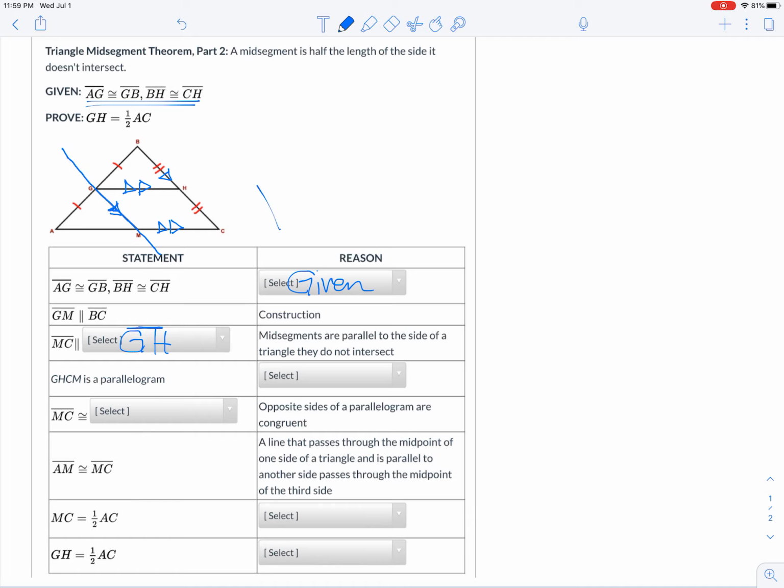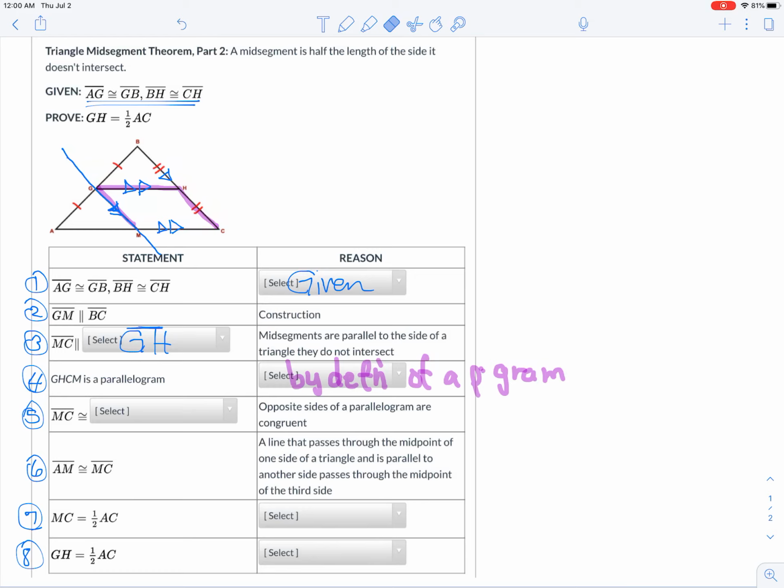What do you know? We've got, I'll outline it here, a quadrilateral with two sets of opposite sides parallel. That's a parallelogram by definition of a parallelogram. Now, step 1, 2, 3, 4, step 5. Now we're going to go for a little bit of algebra here.